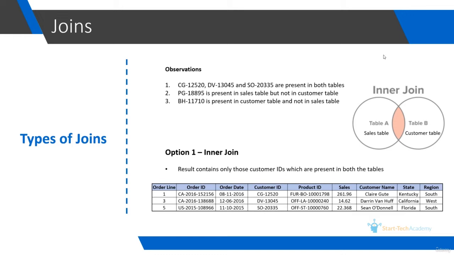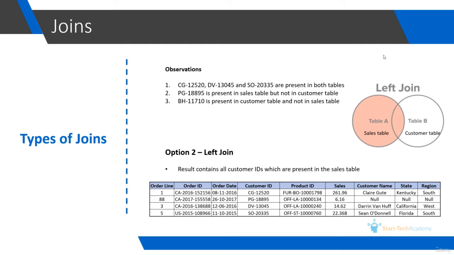This type of join is called inner join, and the name is coming from this Venn diagram. This circle represents customer IDs of sales table. This second circle represents the customer ID of customer table. This center shaded part is those customer IDs which are present in both the tables. This is the inner part of the Venn diagram, so we are calling it inner join.